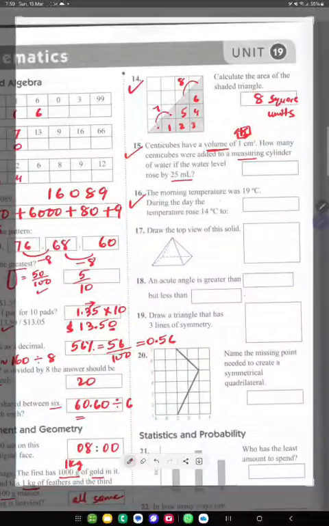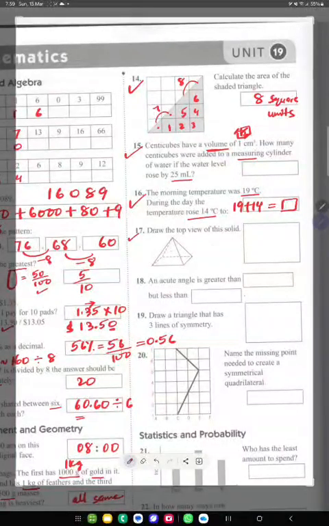16. The morning temperature was 19 degrees. During the day the temperature rose. That means it increased by 14 degrees. So you have to just add 19 and 14. Okay, so that much. I'm leaving that on you.